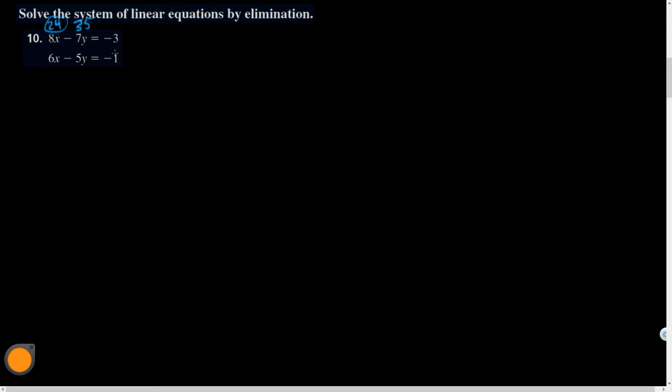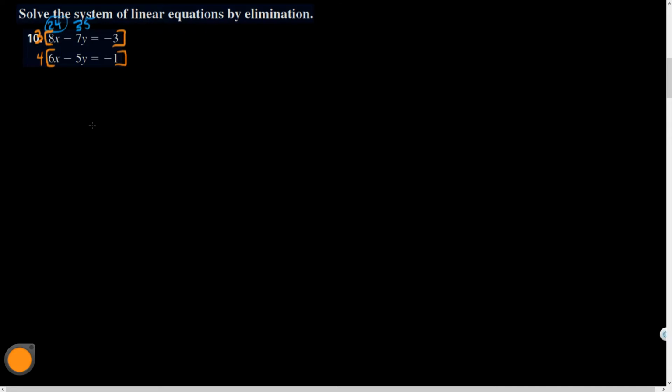Step 1 of the elimination method is to multiply one or both of the equations by a number, a constant, that will give me opposite coefficients. And so I'm going to multiply this equation by the thing that's going to give me a 24. So 8 times what is 24? I believe that is 3. So I'm going to multiply this entire equation by 3. And similarly, I'm going to multiply 6x by the thing that's going to give me 24. And 6 times what is 24? That's 4.